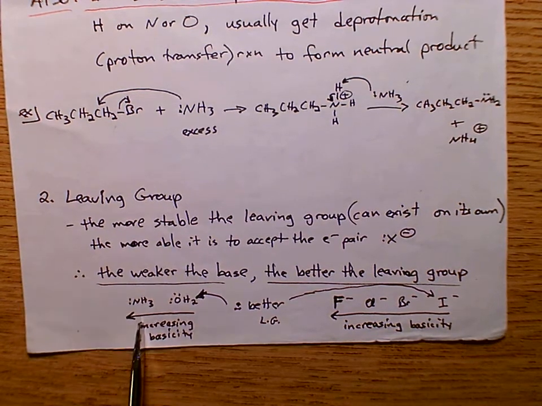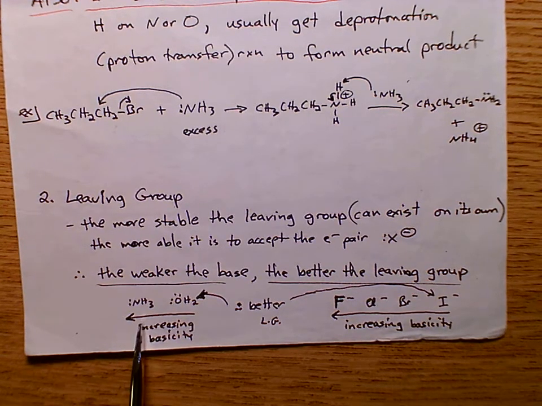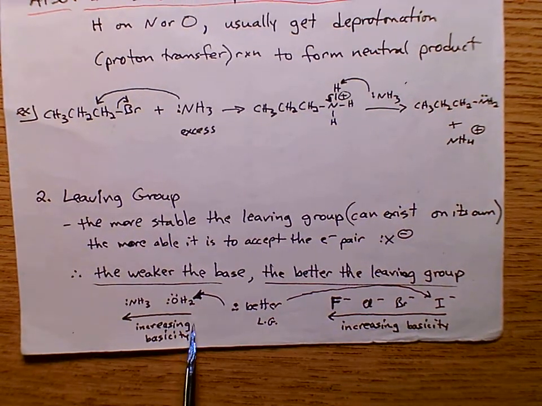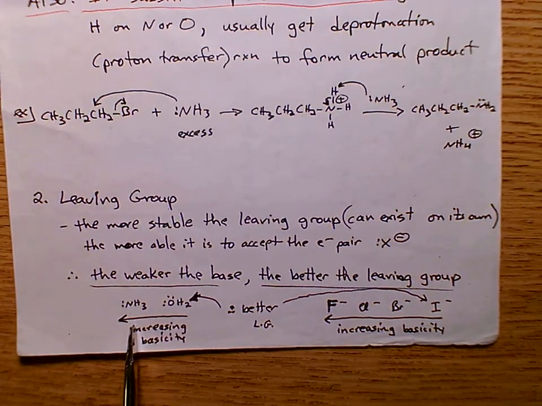NH3, well that's a base. And so that's not the best leaving group, because it's a base. And what do bases want to do? They want to take in protons. Water, does it want to take in protons? It can, but it's neutral. It doesn't really care. It'll take protons if you make it, but it doesn't care. So it's an okay leaving group. NH3 is not that good a leaving group because it wants to take protons.